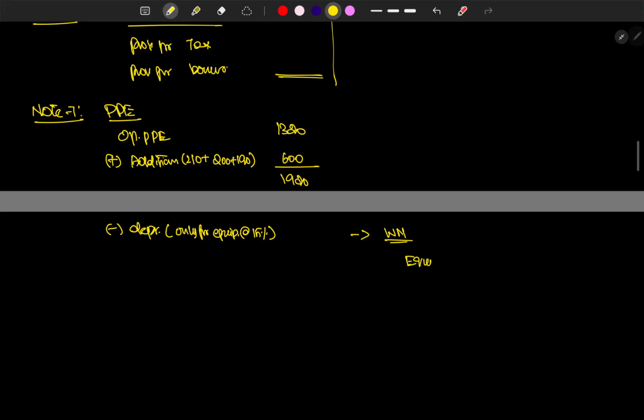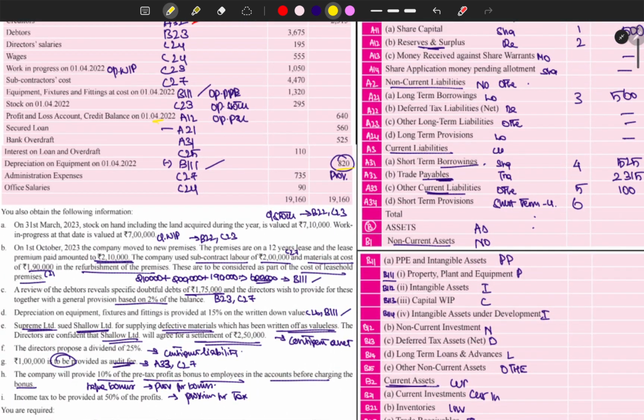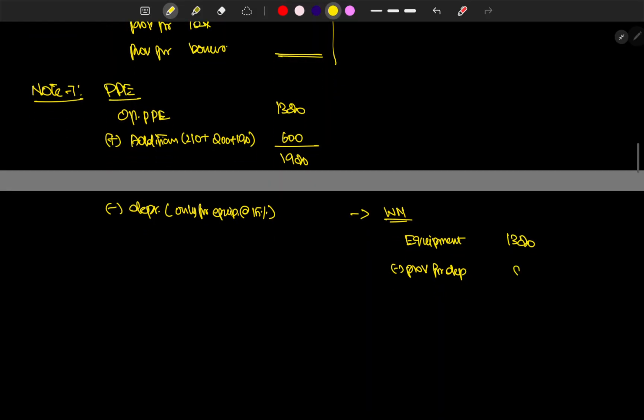Equipment balance is 1320, minus provision for depreciation till date, which is 820. Then WDV of equipment is 1320 minus 820, which is 500.